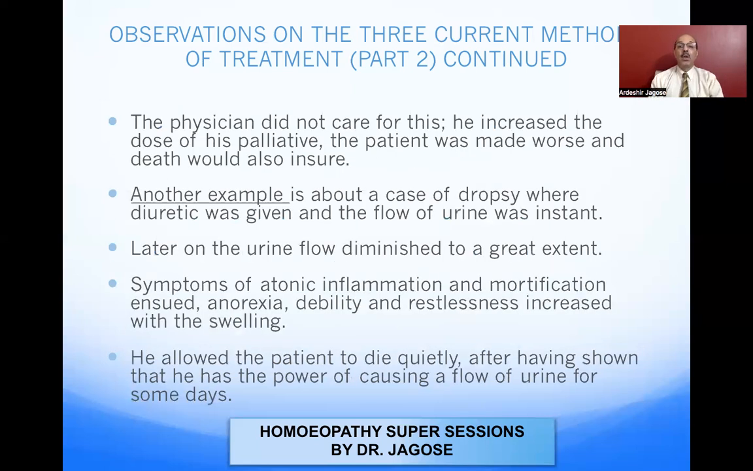The physician did not take care of this. He increased the dose of his palliative. The patient was made worse and death would also ensue. So the physician did not take care of the result of the treatment. What they used to do was increase the dose of opium and again administer it to the patient. By doing so, the patient had a decline, the symptoms went on getting worse, and ultimately death ensued.